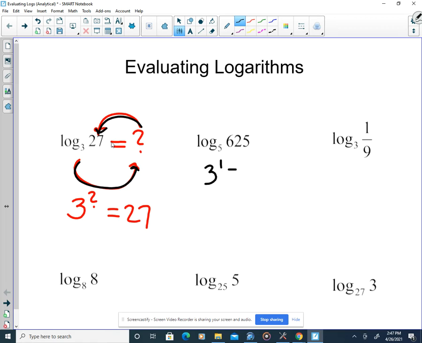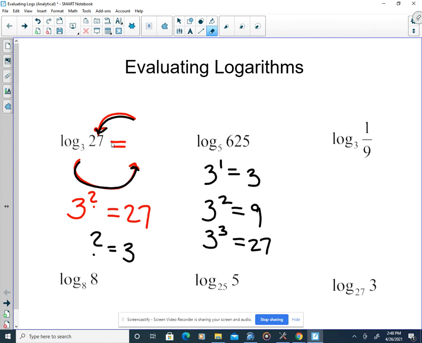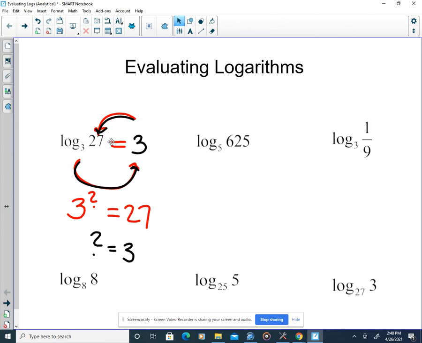3 to the first power is 3, so it's not 3 to the first power. 3 to the second power is 9. 3 to the third power is 27. So my question mark would be 3. So log base 3 of 27, the answer is 3. This is how you want to think when you're solving these logarithms.